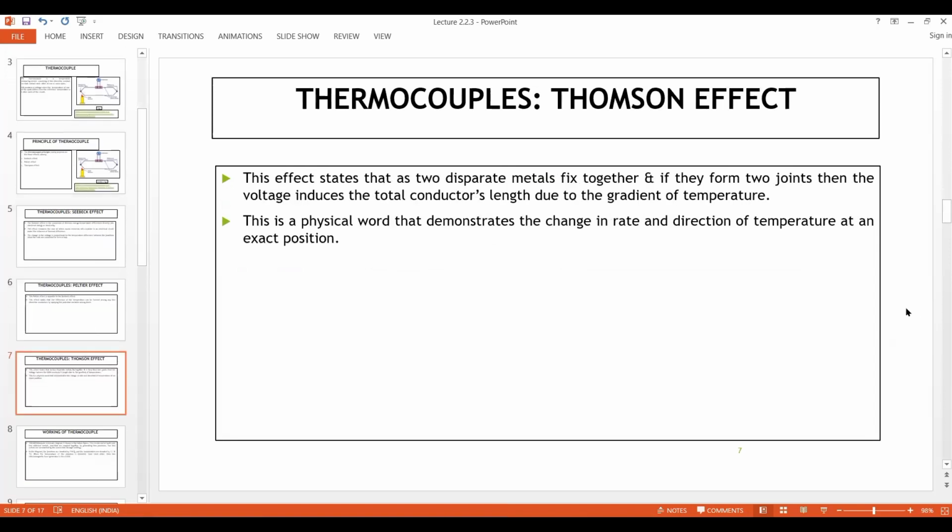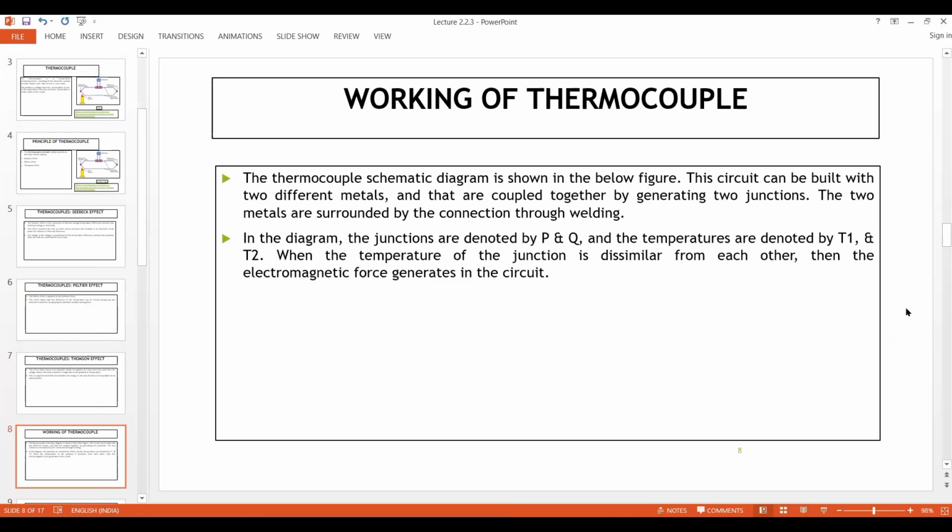The third one is Thomson. It states dissimilar metals, that means different materials. If two joints are there and we are going towards a gradient of temperature, then the direction of temperature can be measured or seen. This effect states that if two separate metals are fixed together and form two joints, then a voltage is induced along the total conductor length due to the gradient of the temperature. This word gradient is very, very important. Anything divided by length is nothing but a gradient, right?